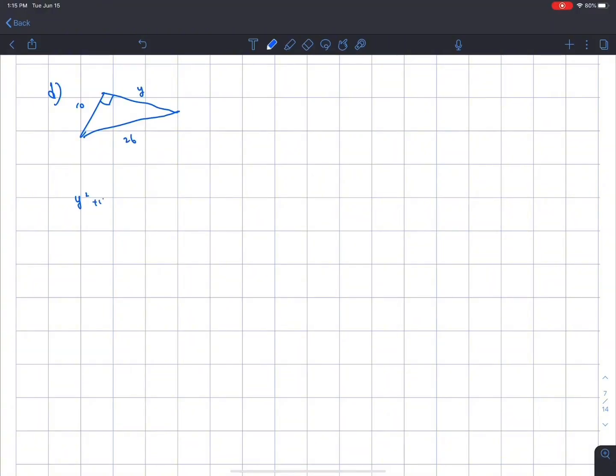So we have y squared plus 10 squared equals to 26 squared. Y squared plus 100 equals 676. So y squared equals 676 minus 100. Y squared equals 576, and finally we square root both sides to get y equals 24. E.